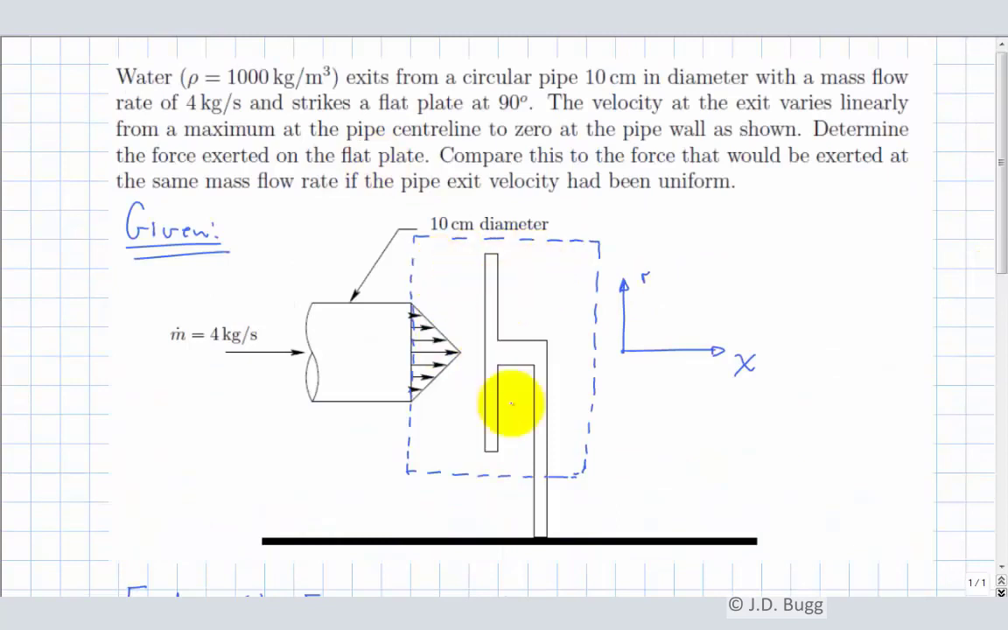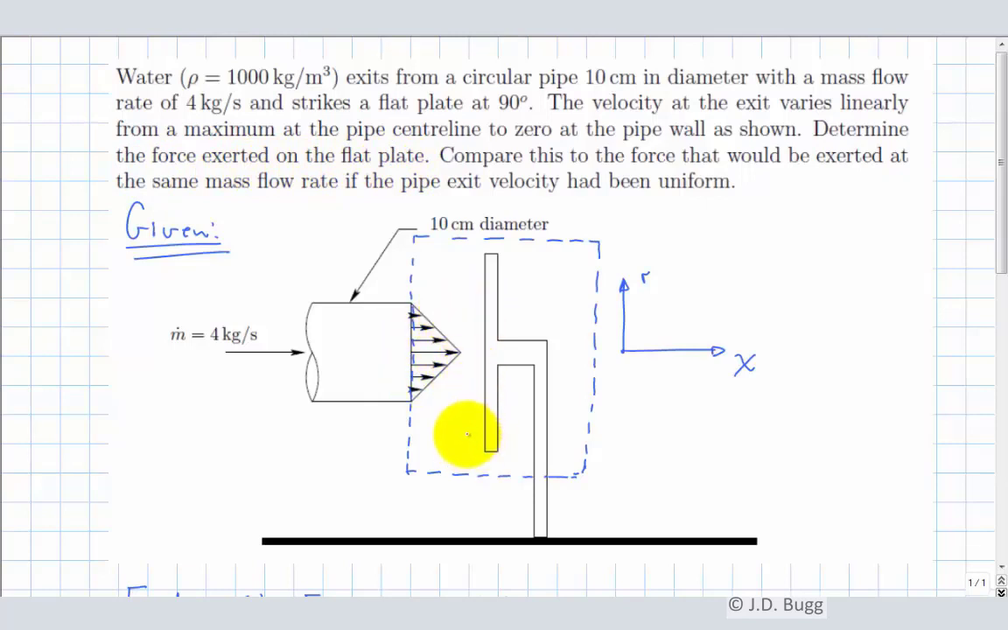So what we're going to do here is neglect the body force. And there's a couple of reasons for that. First of all, we don't have enough information to calculate what the body force is. But secondly, it really doesn't affect this answer that we're looking for. We're trying to find the force exerted on the flat plate. Okay? So the force that this fluid exerts on the plate.